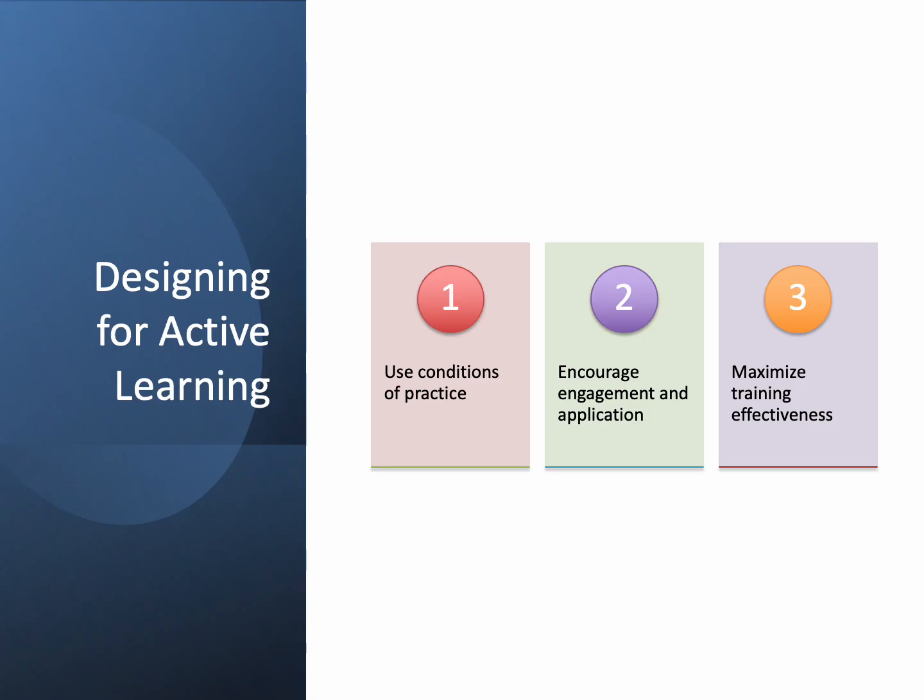Designing training for active learning maximizes effectiveness by using conditions of practice, such as spaced practice, feedback, and simulations. These encourage engagement and skill application. For example, a safety training might use role-playing to simulate emergencies, ensuring employees actively apply skills. Active learning fosters retention and transfer, enabling employees to use skills on the job.